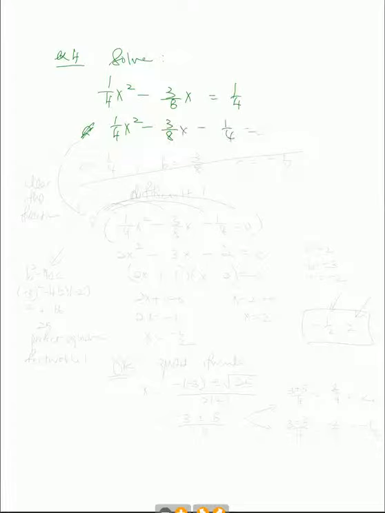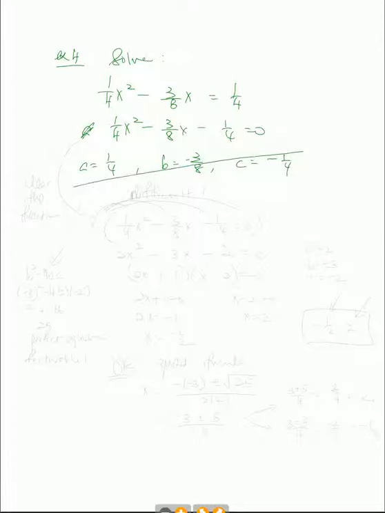Okay, so let's try one more example. Example 4. This time let's deal with fractions. Can you solve 1/4 x squared minus 3/8 of x equals 1/4? Of course, you have to bring everything over first. So it's 1/4 x squared minus 3/8 x minus 1/4 equals 0. If you like, you could go a is 1/4, b is negative 3/8, and c is negative 1/4.